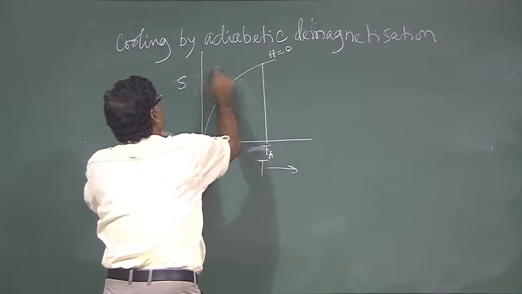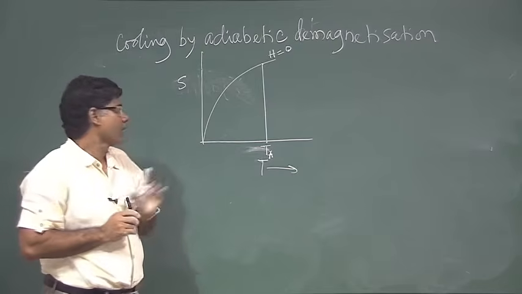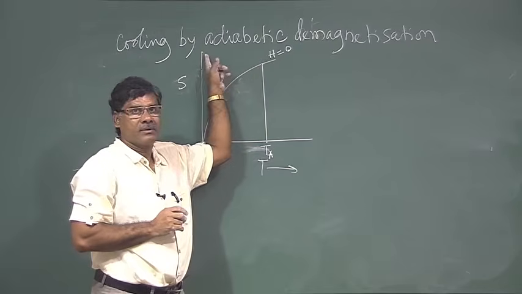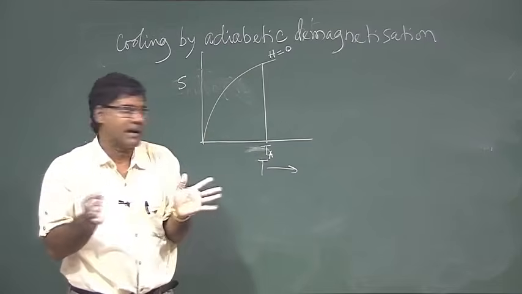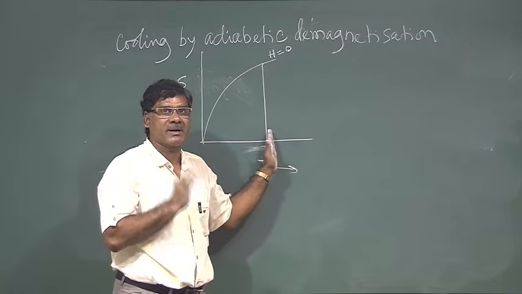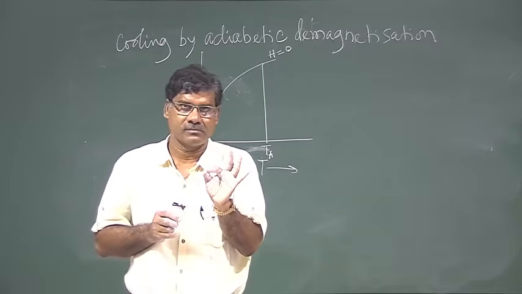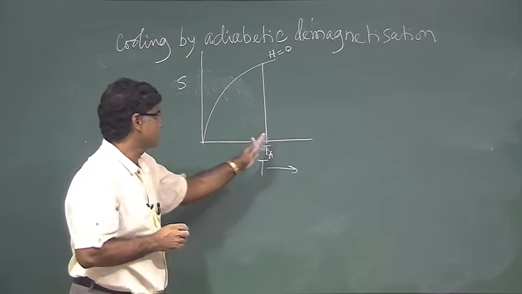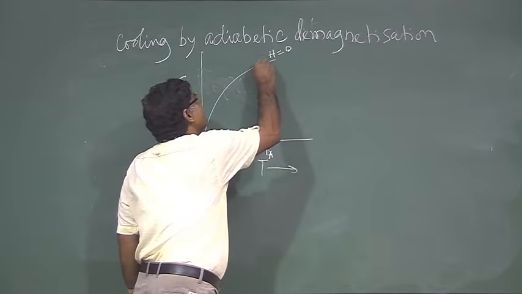So, this is the entropy value, fine. Now, this is the very high entropy value, so the system is disordered at this temperature. Now, if I apply a magnetic field at this temperature, then what will happen?